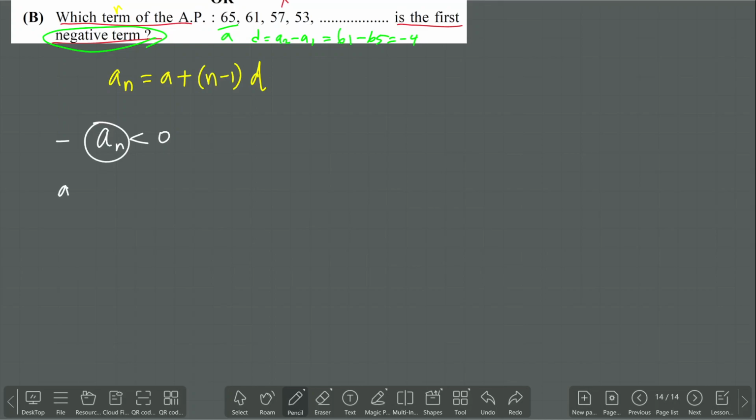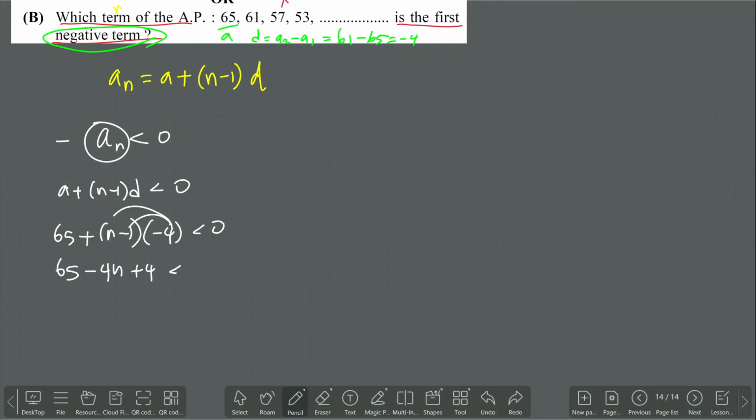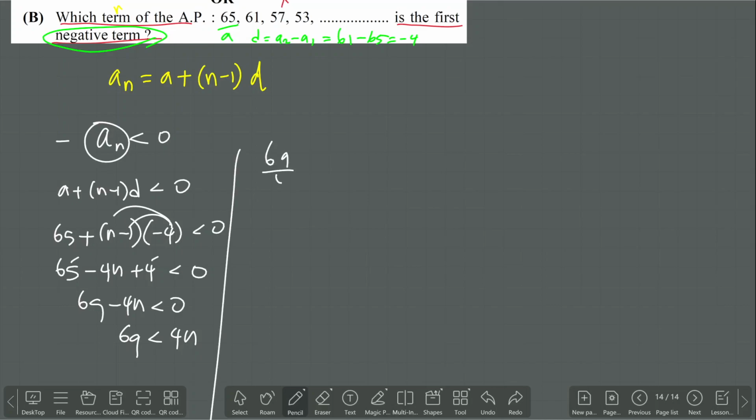a + (n - 1)d less than 0. a value is 65, n we have to find, d value is minus 4, less than 0. Multiply the 4: 65 minus 4n, and minus into minus gives plus 4, less than 0. 65 plus 4 is 69, so 69 minus 4n less than 0. Send 4n to the other side: 69 less than 4n. Sending the 4 across, 69 divided by 4 less than n. Divide this.